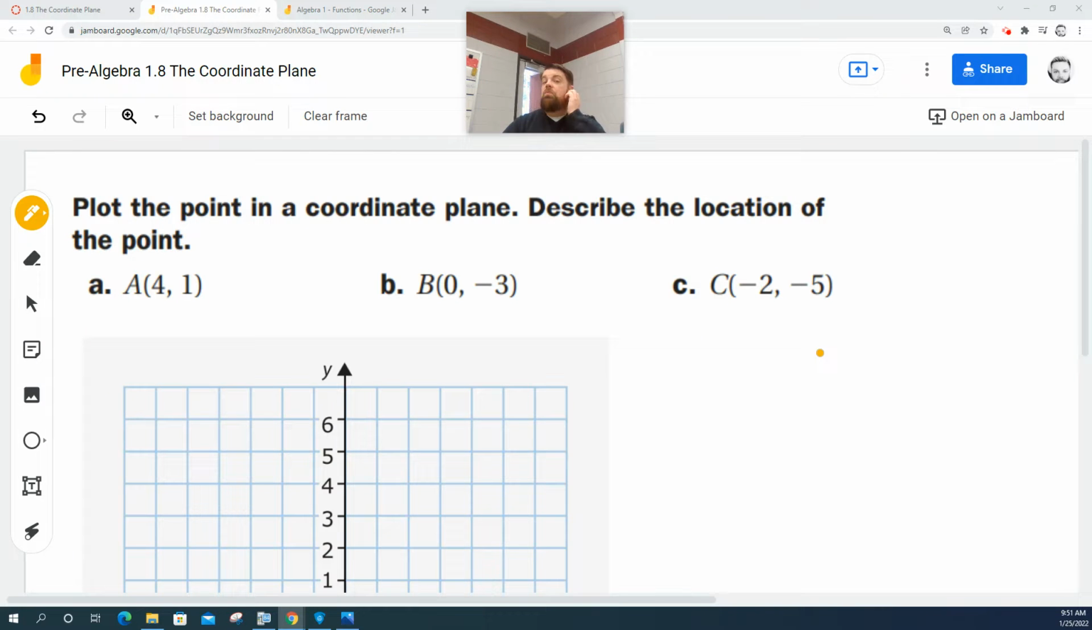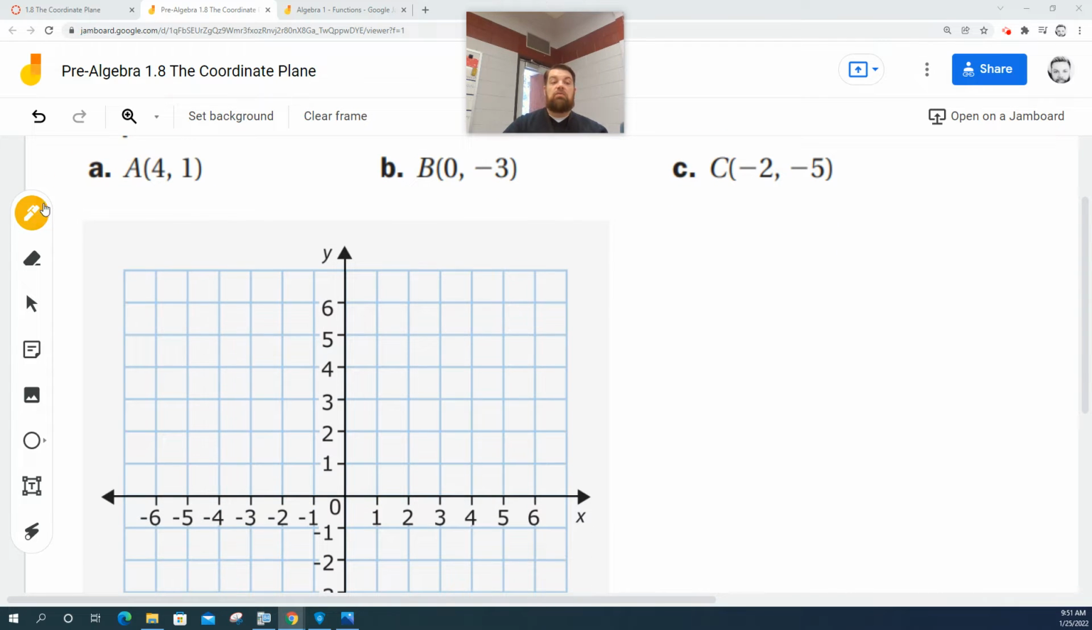All right, so now what we did in our last example, we had the graph and we figured out the coordinate plane. Now we're going to be given the xy coordinates, and then we're going to graph the point. So my first one, A, I'm going to graph the point A. Remember that this is the x comma y value.